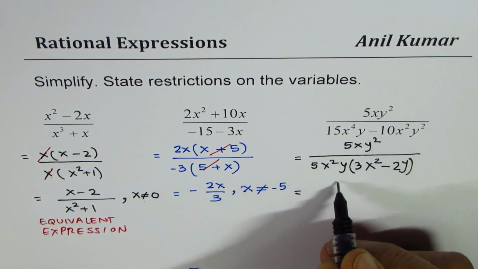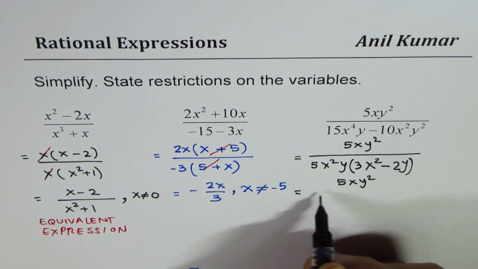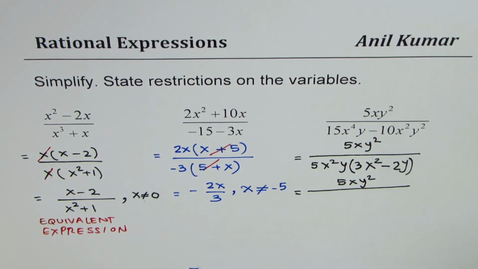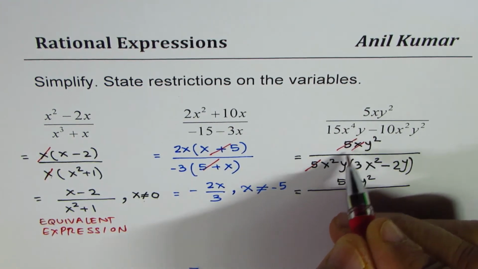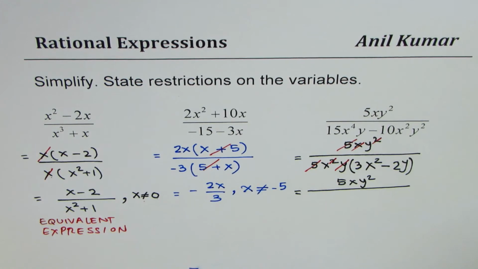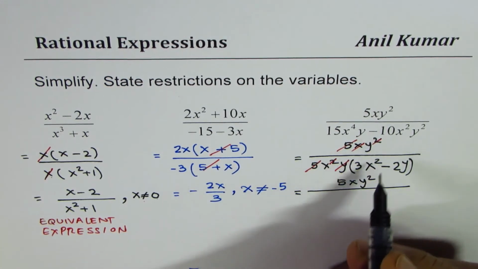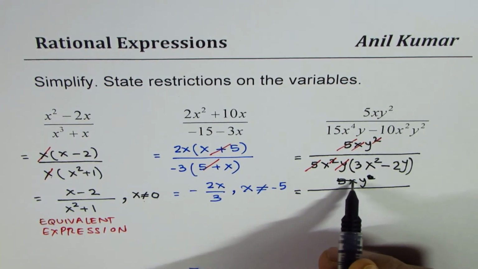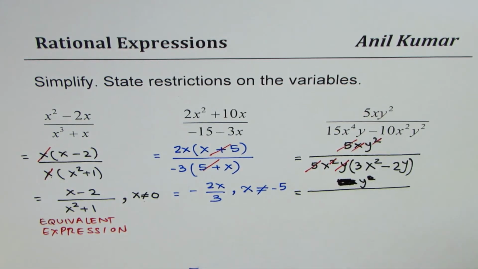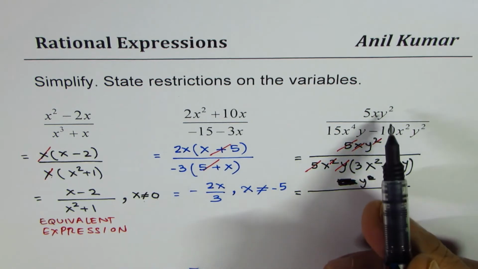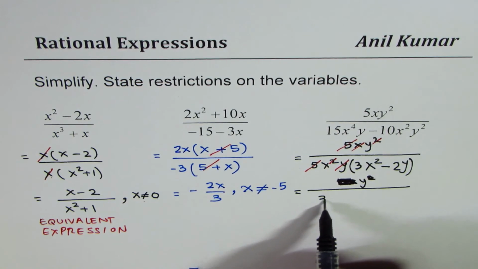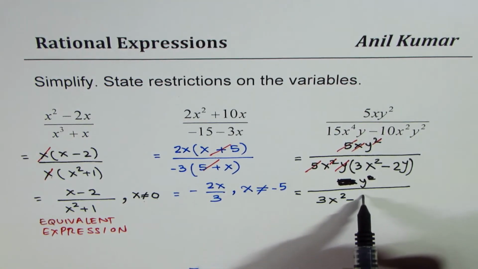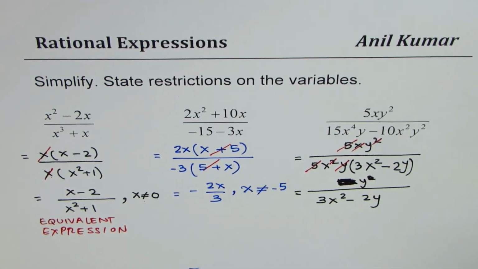Now we could write this as 5xy square divided by... I should simplify this. So 5 and 5 cancel, x cancels, y square cancels, right? So we are just left with y, correct? So let me erase all other things. So that is a simplified version. Do you see that? Just y in the numerator is simpler than what we started with. And we have 3x square minus 2y in the denominator.